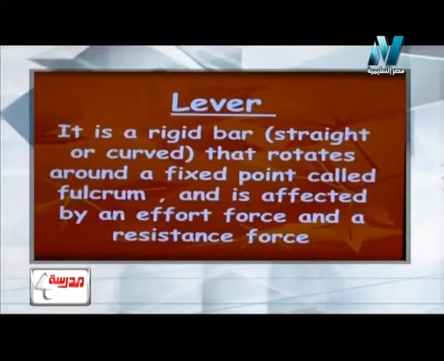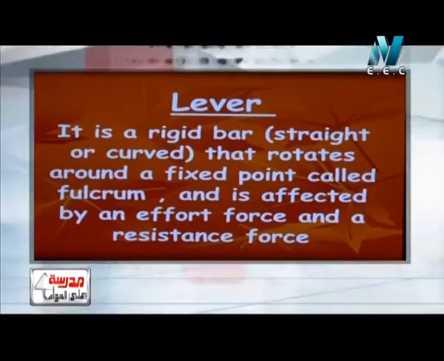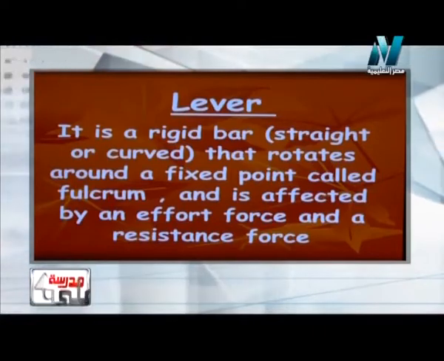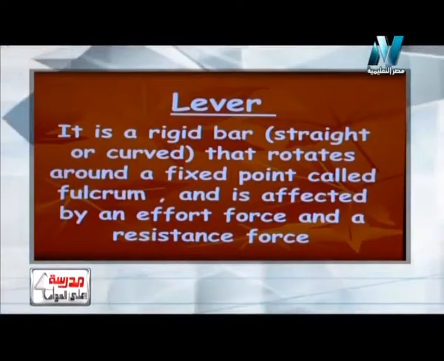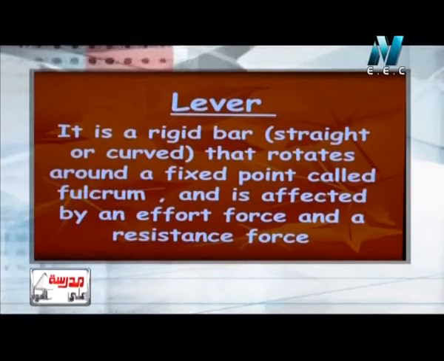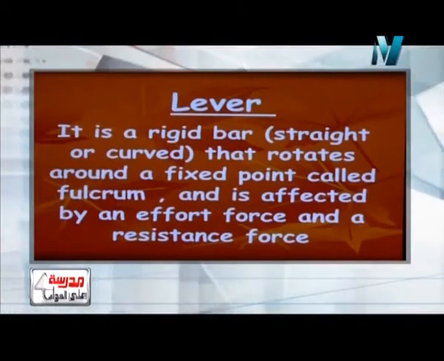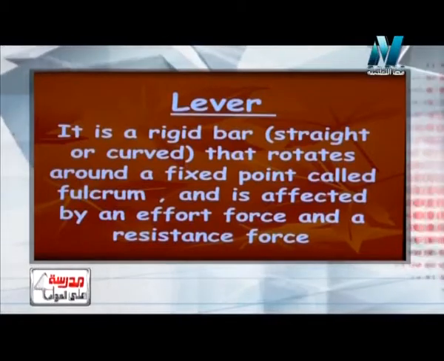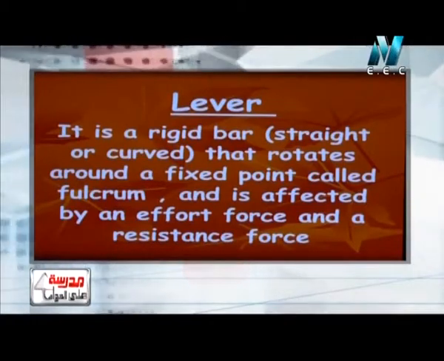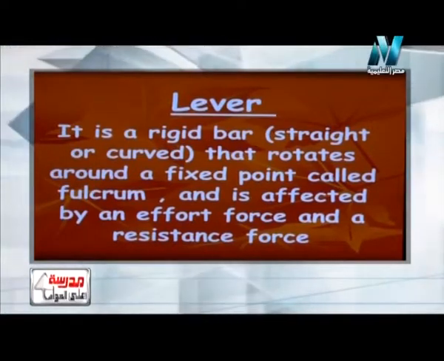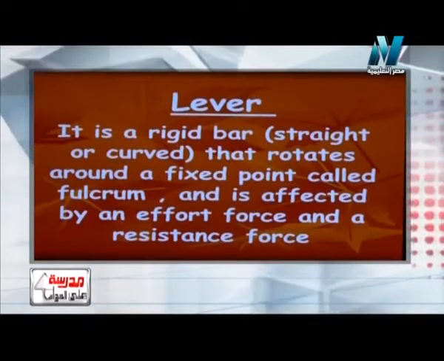What's meant by lever? We know that a lever is a rigid bar, straight or curved, that rotates around a fixed point called fulcrum and is affected by an effort force and resistance force. We can simplify this definition and say it's a rigid bar, straight or curved, that rotates around a fulcrum and has two forces, which are effort force and resistance force. We can say the definition in more than one way, as I understand what I have studied in my syllabus.